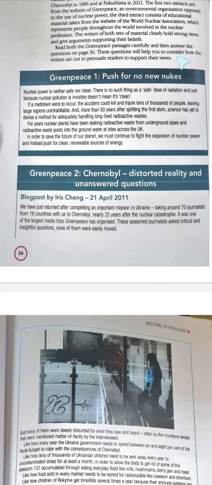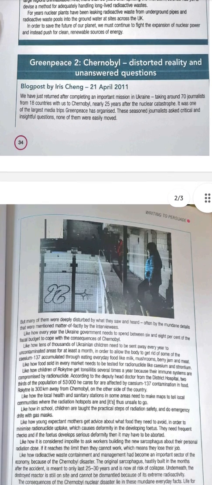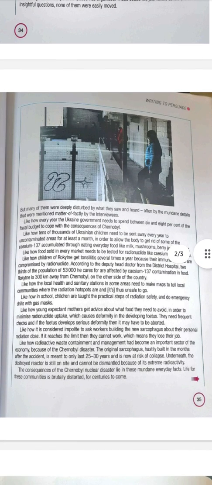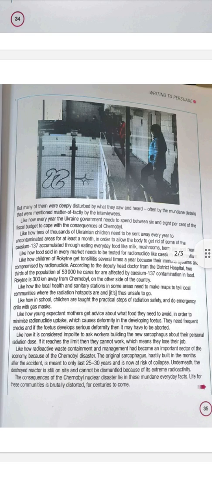Okay, so what does she continue to say? But many of them were deeply disturbed. Emotive language, okay? Now, she's saying they were seasoned journalists. They weren't easily moved. But when they saw what they saw in Chernobyl, they were deeply disturbed. They were deeply disturbed by what they saw and heard, often by the mundane details that were mentioned matter-of-factly by the interviewees. Like how every year the Ukraine government needs to spend between 6 and 8% of the fiscal budget to cope with the consequences of Chernobyl.